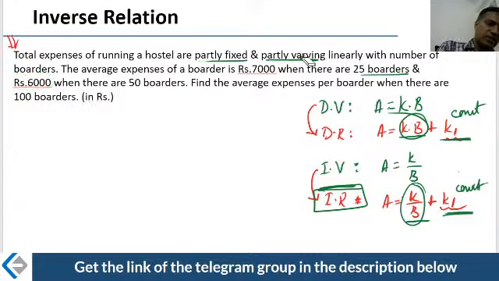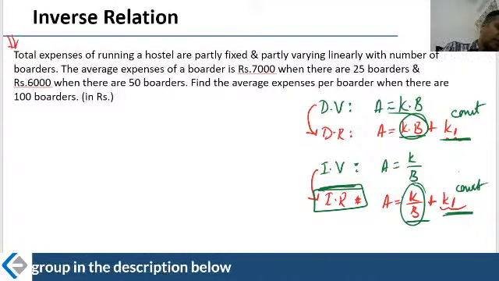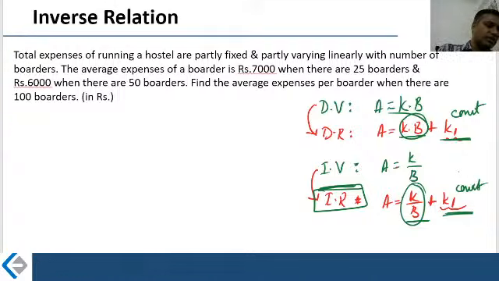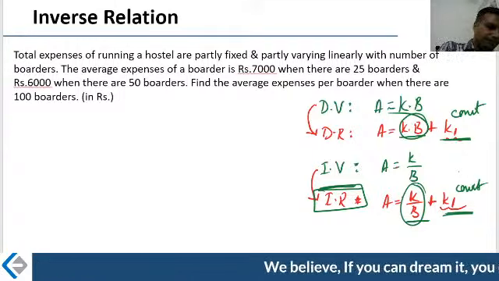That's how you understand the question. The moment you read this question, you will understand that it's an inverse relation here. If you understand inverse relation, it can be quickly sorted. Let's sort it.